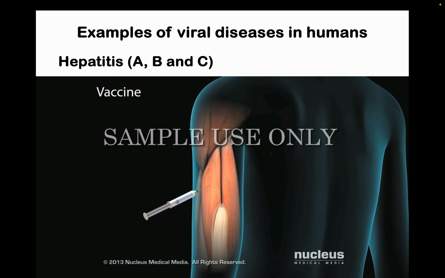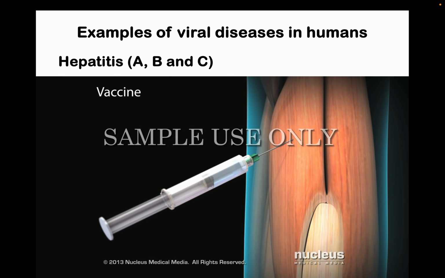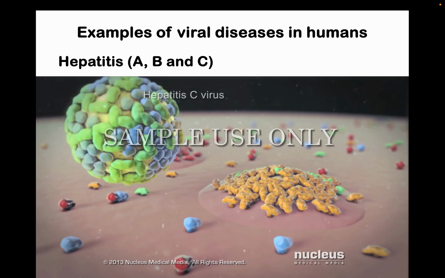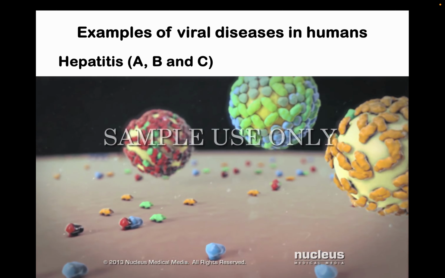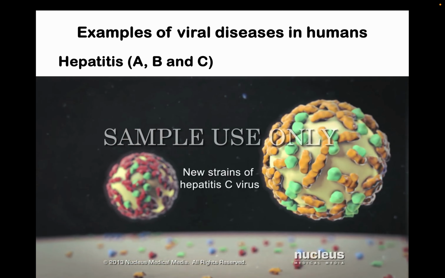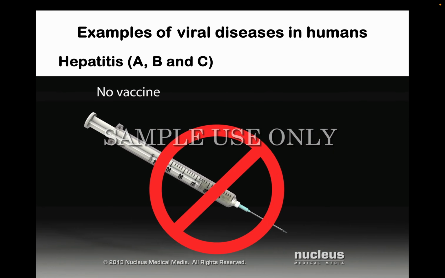A vaccine contains weakened or inactive viruses that train your immune system to recognize and attack certain viruses. However, frequent mutations in the hepatitis C virus make it likely that you will catch a version of the virus not contained in a vaccine. As a result, there is no effective vaccine for the hepatitis C virus.